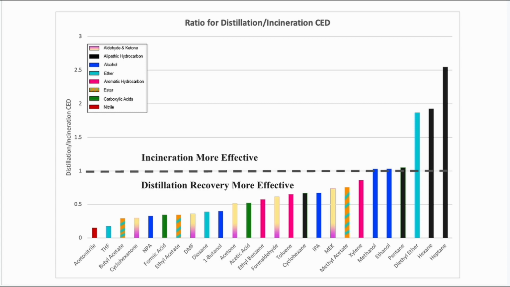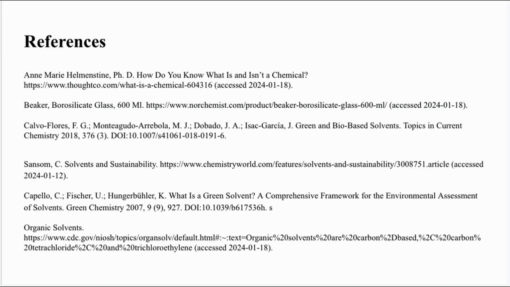In the case of treatment schemes, a rough correlation amongst classes could actually be observed. For example, incineration seems to be more energy efficient for all aliphatic hydrocarbons, which are denoted in black. Alcohols, which are denoted in blue, also seem to lean slightly towards incineration as well. The key takeaway here is that classes play some role in determining what the most sustainable waste management scheme is for organic solvents. Thank you, and here are the references.